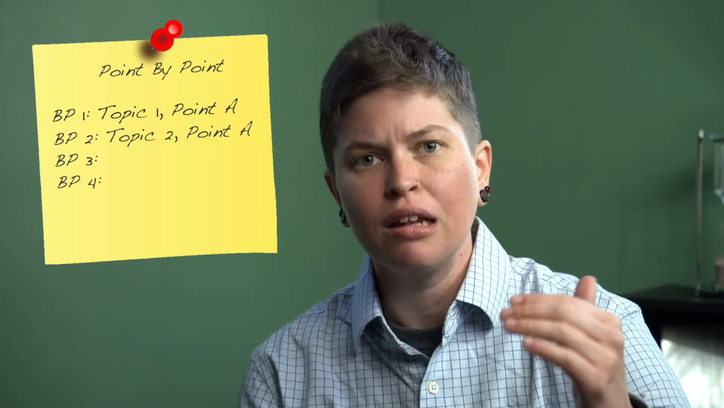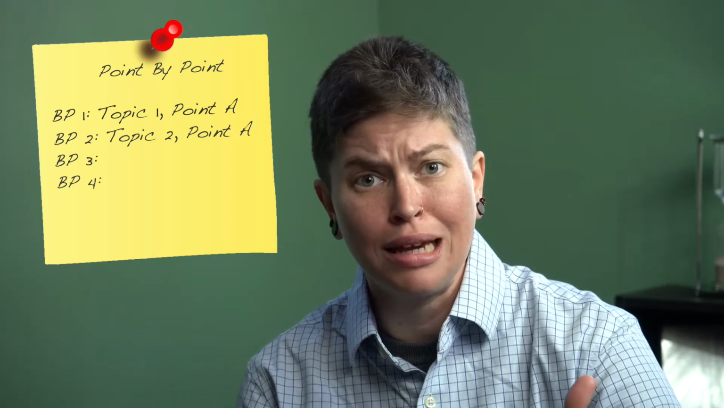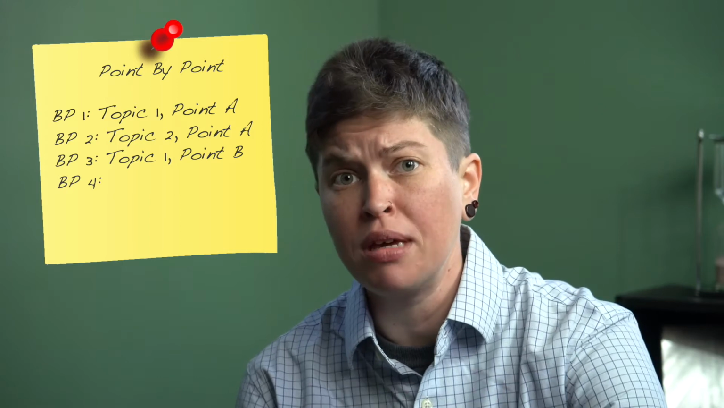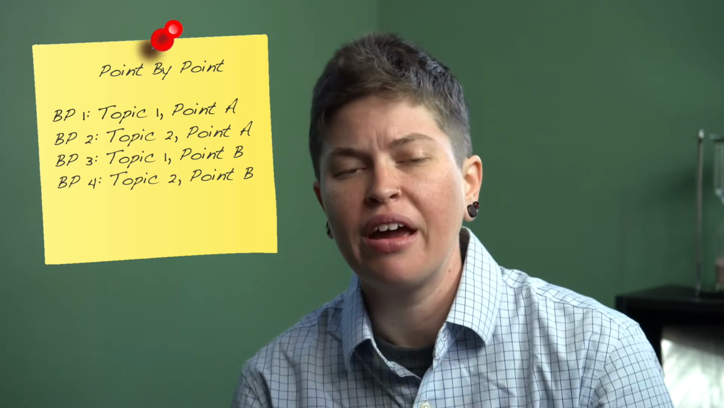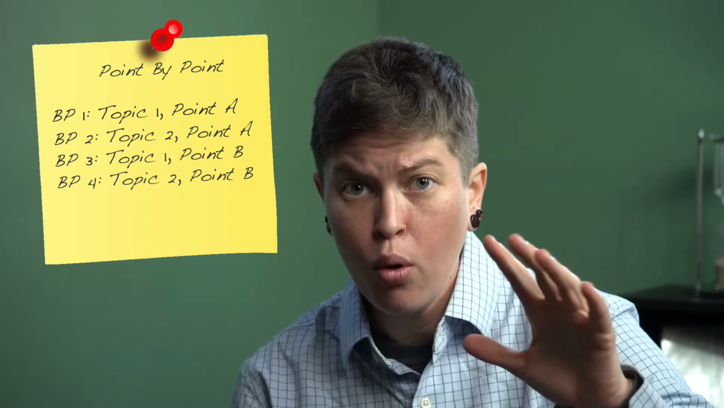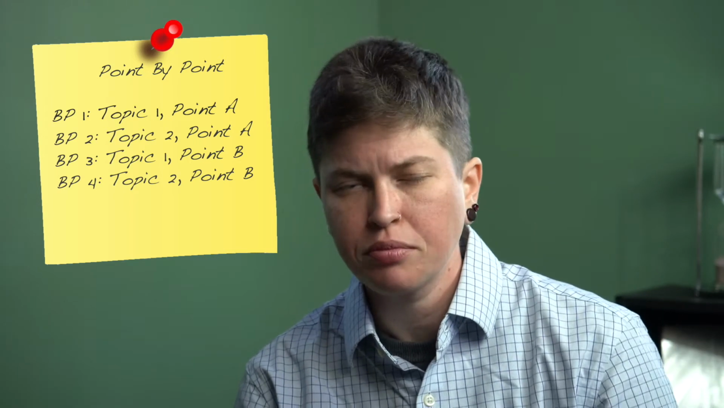So then the third body paragraph, you guessed it, topic 1, point B, and then the fourth, topic 2, point B. Again, grouping by point rather than topic. Now, if you notice, that makes 4 body paragraphs, an introduction and a conclusion, 6 paragraphs. The nice thing about this is that no matter what method you choose, you will always have 4 body paragraphs because you need to develop each topic and point combination well.